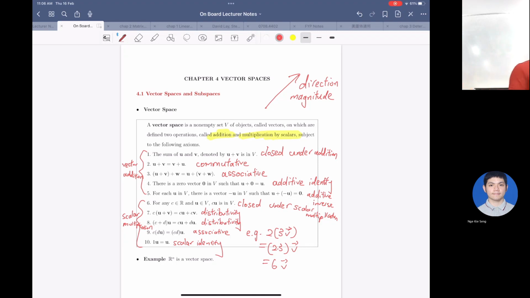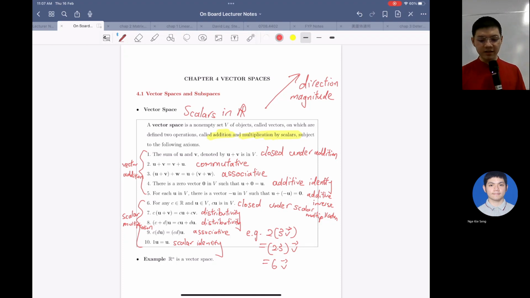Note that I hid something here. I didn't tell you what scalar actually is. Scalar here needs to be a specific number system. For now, you can take the scalar to be in R. So you take real numbers. Real numbers are all the rational and irrational numbers.